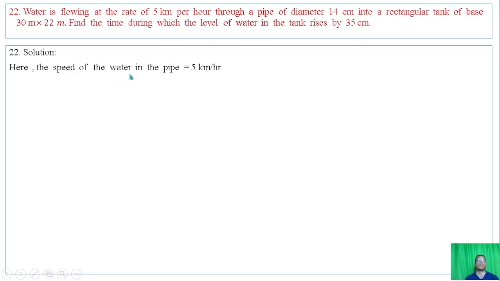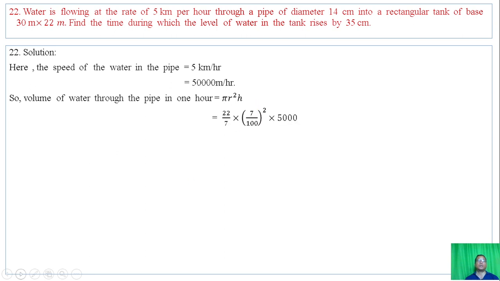Here the speed of the water in the pipe is 5 km per hour, that is 5000 meter per hour. So the volume of water through the pipe in 1 hour is pi r square h. That is pi, 22 by 7, r is 7 by 100 whole square, h is 5000. Simplifying, we get 77 meter cube.